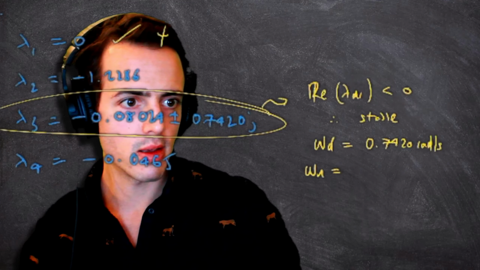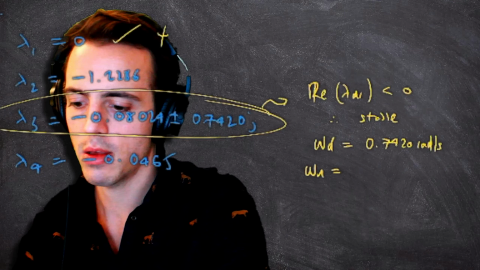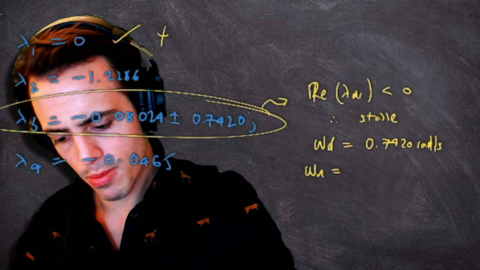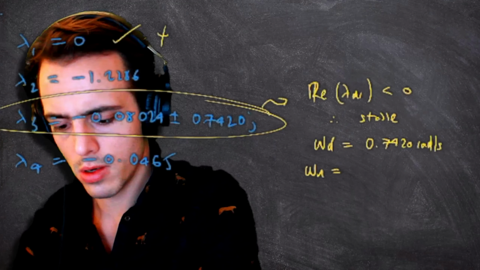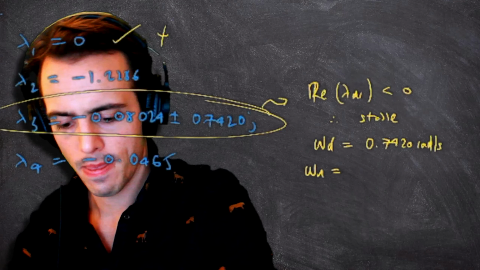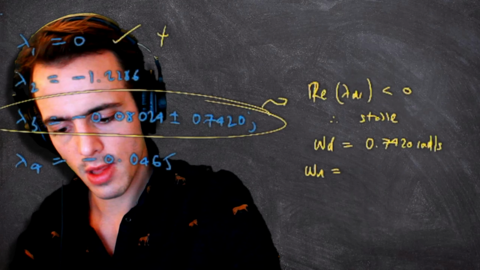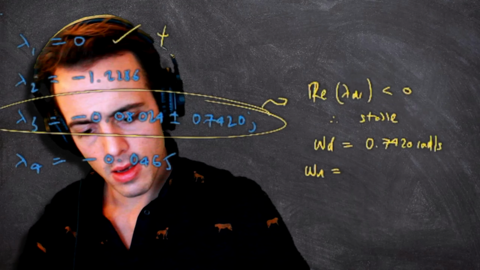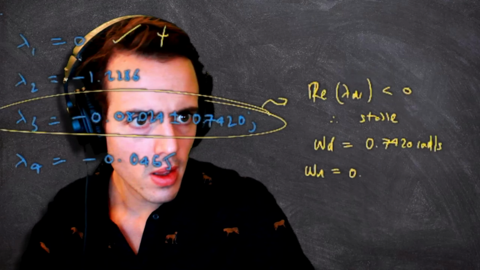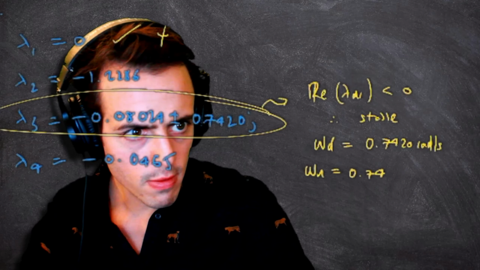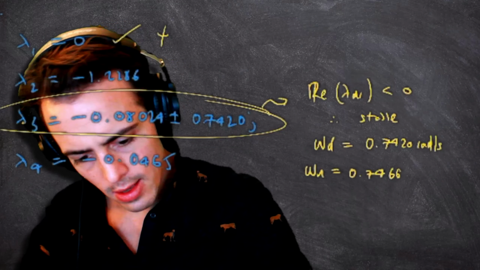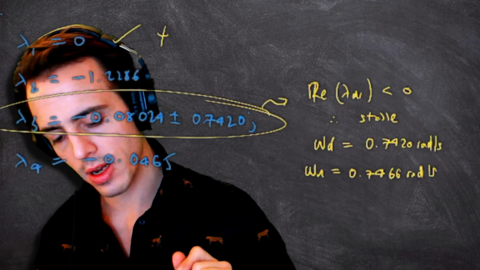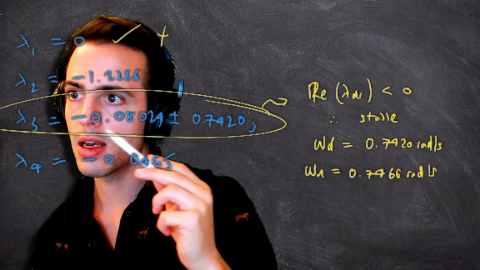So let me just do that using Python. 0.0824 squared plus 0.7420 squared gives me 0.7466 radians per second, and we see again that the system is slower because of this damping. So that's the natural frequency, and we can get the time to half amplitude.